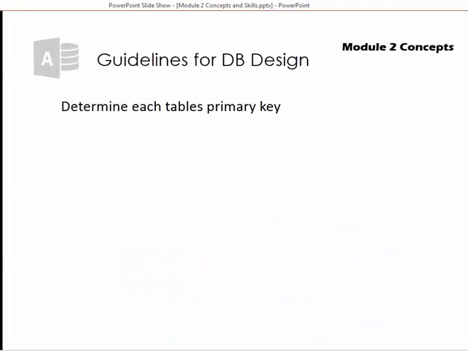The golden rule of database design is that every table requires a primary key. Why? Because a primary key will uniquely identify each record in a table. This is important for 2 reasons. First, to maintain database integrity, and second, to avoid data redundancy.